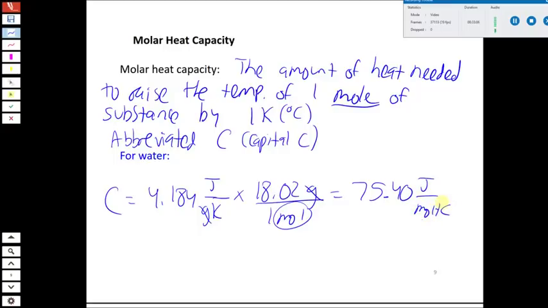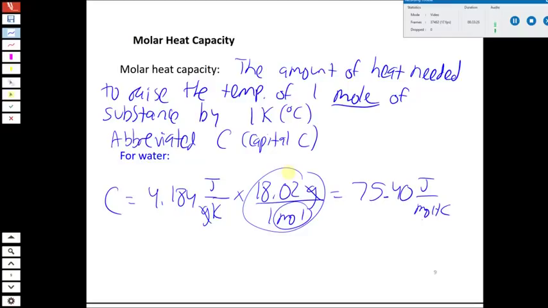So if we have the specific heat capacity of a substance in joules per gram Kelvin, or any unit that involves grams, and we know the molar mass of the substance, which is what this term is here, we can convert between specific and molar heat capacity as much as we need to. We don't use molar heat capacity as much, but there could be problems here and there where it comes up.